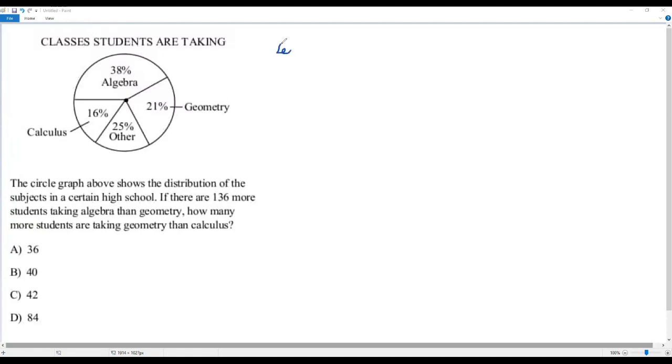Okay, let me assume X as the total number of students. That is, let X be the total number of students. Let me write the stuff over here. Total number of students. In this X number of students, 38% of students are taking algebra and 21% of students are taking geometry.